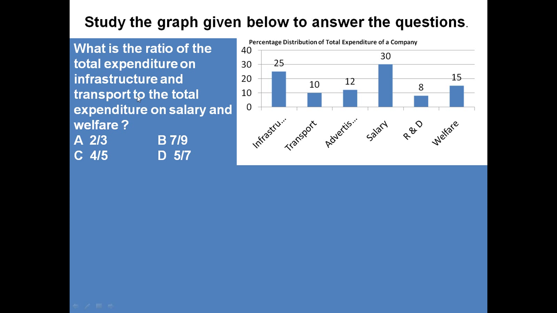Now using the same graph, another question may be: what is the ratio of the total expenditure on infrastructure and transport to the total expenditure on salary and welfare? This may be another question. To answer this question, let us determine the expenditure on infrastructure and transport, and salary and welfare. Let us assume the total investment by the company is rupees X.